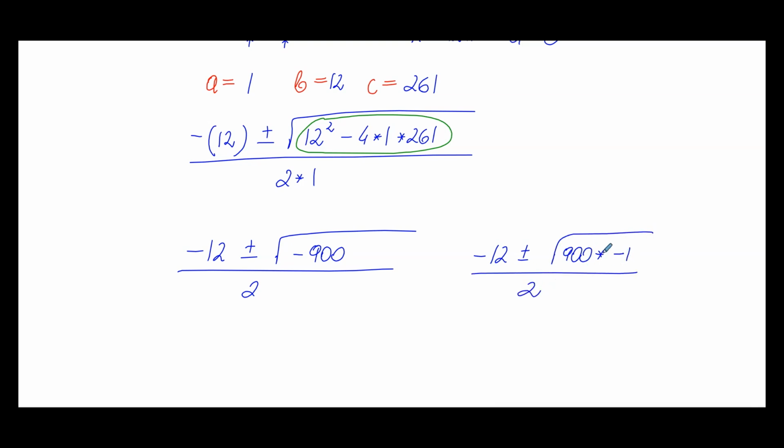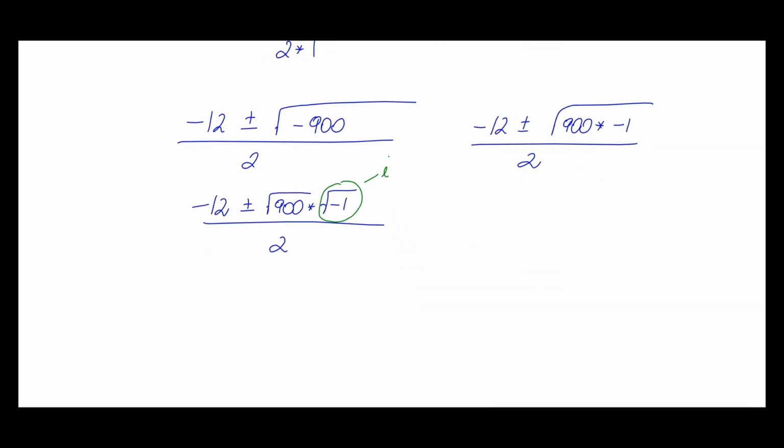And we are using the idea that when you have a multiplication under the square root, you can divide that multiplication into separate square roots, isn't it? So that's where our i comes from, isn't it? i is the square root of minus 1. So we change that to i, and therefore we get minus 12 plus minus the square root of 900, which in our calculator gives 30, and then we change that square root of minus 1 to i, over 2.